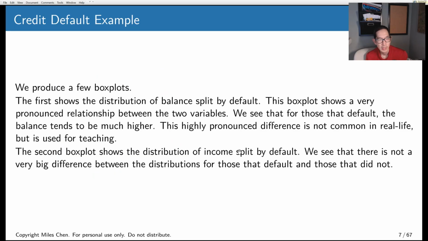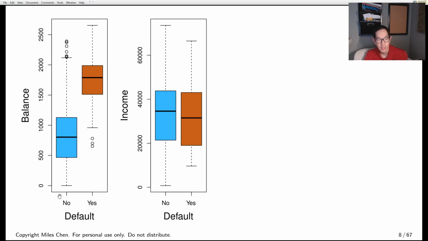Okay. We can also make a few box plots. The first is going to show a distribution of balance as split by default. And this box plot is going to show a very pronounced relationship between the two variables. If I show you this one on the left, we can look at the box plot for balance for those who did not default and those who did. And we can see, as far as those who did default, their median was around 1,700.